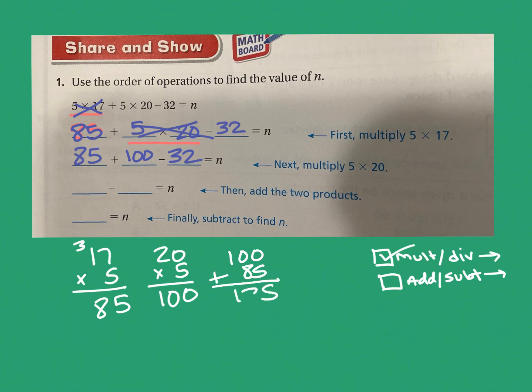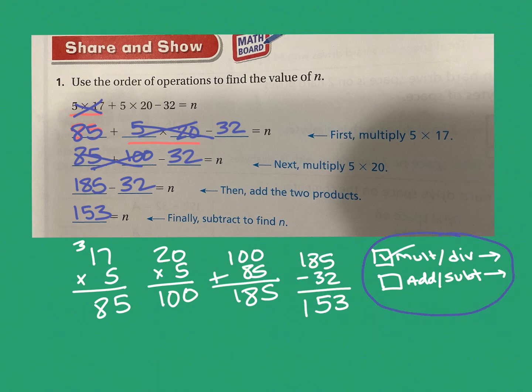And I'm going to get 185. Cross off what I did and bring down what I didn't do. And now my last operation is that subtraction. That's going to be 185 minus 32. 5 minus 2 is 3. 8 minus 3 is 5. And 1 minus nothing is 1. 153. So if you would just remember this checkoff list for this lesson, that will help you.